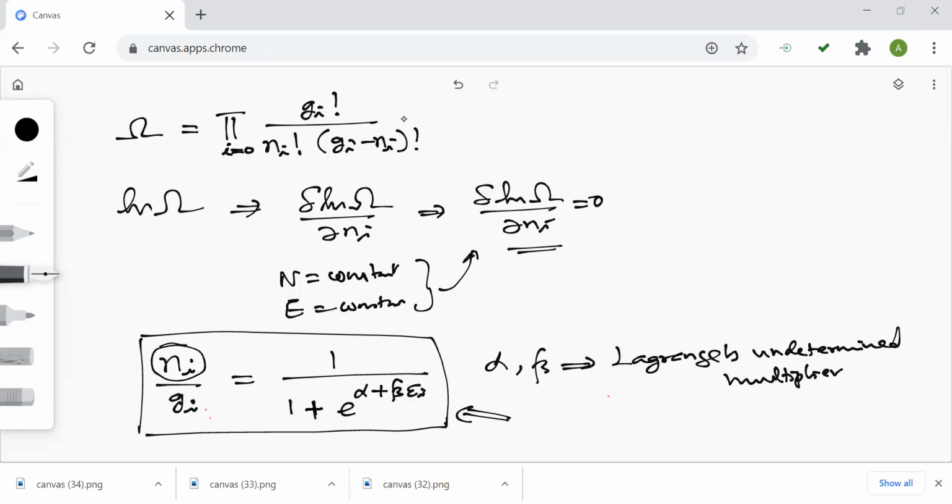You know very well that by varying the particles, you can get many thermodynamic probabilities. But what is the most probable macro state? The most probable macro state is the macro state having the highest value of thermodynamic probability. So in the most probable macro state, how many particles are present in the ith level? For this, we can use this formula, Ni by Gi equal to 1 by 1 plus e power alpha plus beta into Ei. This is the general formula for Fermi-Dirac statistics.